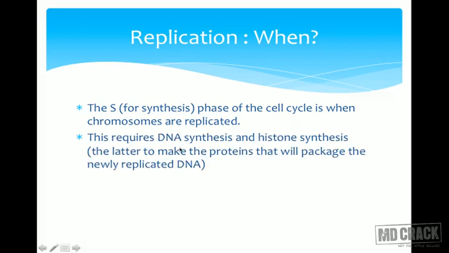This requires DNA synthesis, and at the same time it requires histone synthesis. Why? Histones are necessary to pack the DNA into chromosomes. We need histones to pack whatever newly synthesized DNA is there and make it compact. So during the S phase, not only is DNA replication taking place, at the same time histones are also being synthesized, so that by the time the cell is ready for mitosis, it has the DNA, the other subcellular organelles, and also the histones, all in the form of chromosomes.